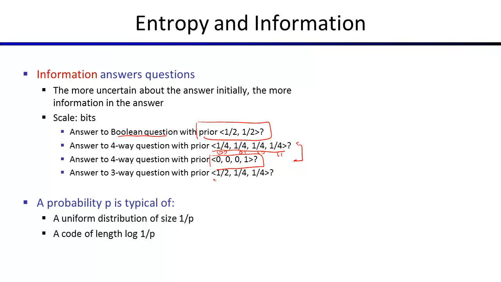How about a three-way question now, where we have probability 1/2 for the first thing to be the answer, 1/4 for the second thing, 1/4 for the third thing. How many bits do we need on the average to communicate the answer?